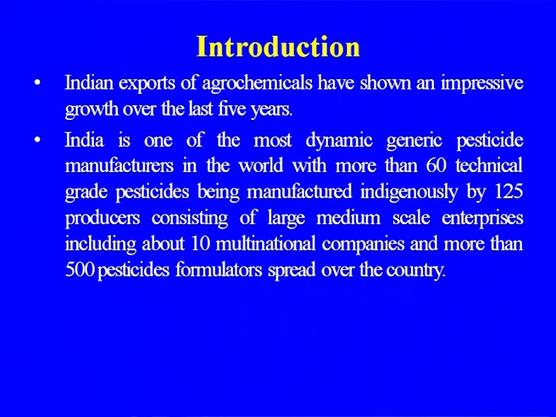India is one of the most dynamic generic pesticide manufacturers in the world, with more than 60 technical grade pesticides being manufactured indigenously by 125 producers, consisting of large and medium scale enterprises including about 10 multinational companies, and more than 500 pesticide formulators spread over the country.